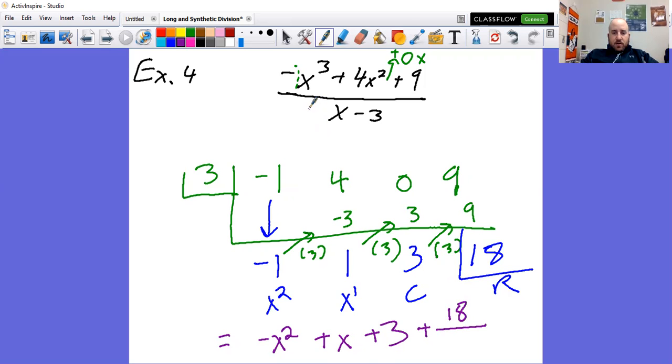And then whatever my denominator was, whatever my divisor is, so whatever I'm dividing by, in this case x minus 3, is going to go in the denominator here. So my answer would be -x squared plus x plus 3 plus 18 over x minus 3. That would be my formal correct answer if I was dividing this up here.